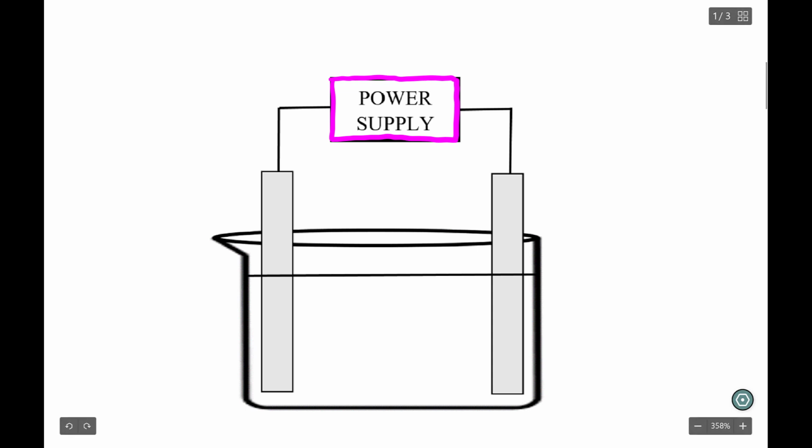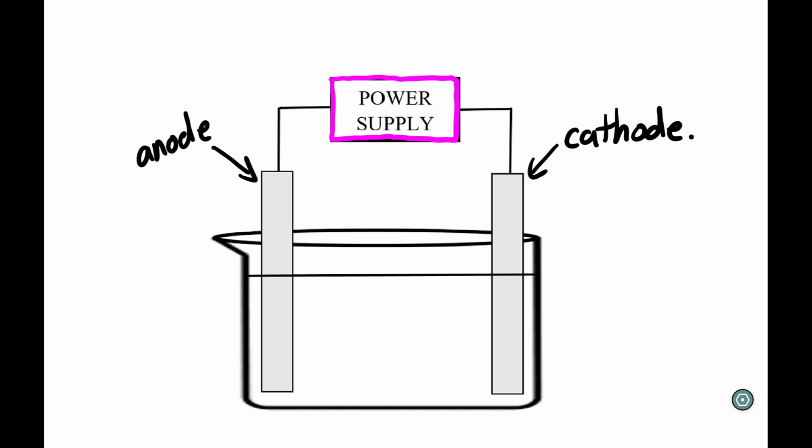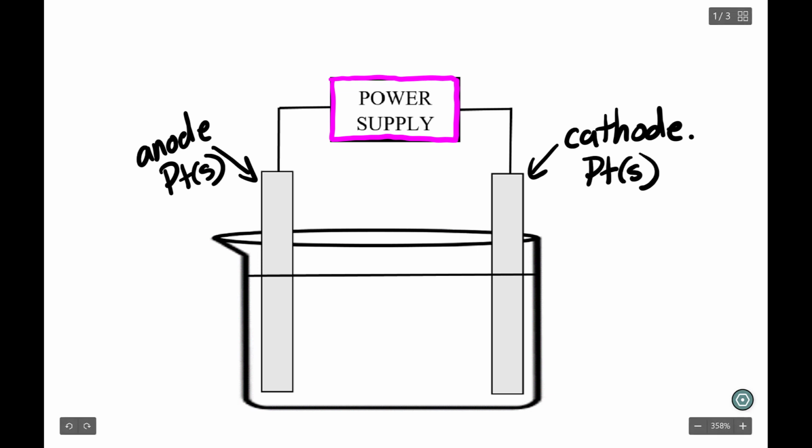Now, completely at random, I've just decided that I'm going to call the left electrode the anode, and I'm going to call the right electrode the cathode. Something that you need to know is that you don't need to know which electrode is positive or negative. All we need to know is what's the anode and what's the cathode, and because this is my own drawing, I can determine which side is which. I'm just choosing to have the left side as the anode and the right side as the cathode. And because the platinum is inert, it doesn't really matter which one I put where.